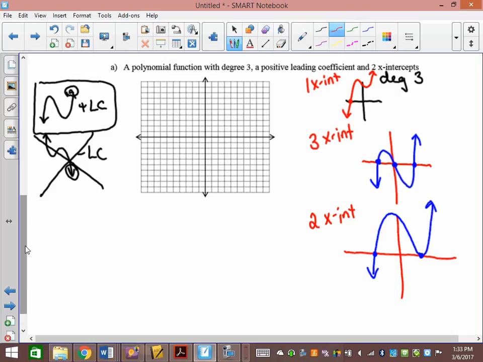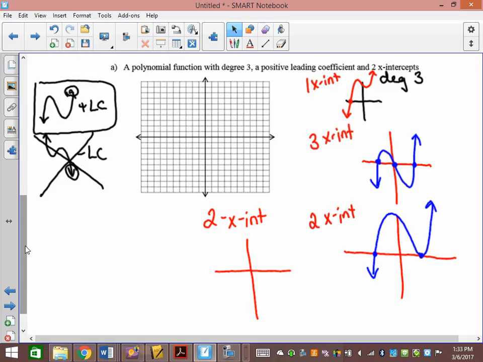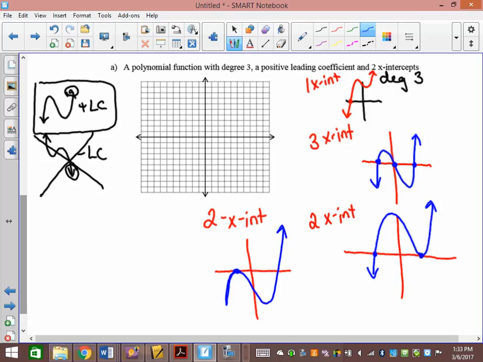Or, and remember I'm only doing these for positive leading coefficients, you could have 2 x-intercepts where instead of going through here, you bounce first. Pretend that just bounced and didn't go through. That doesn't look like it bounced. Bounces, goes through, and then comes back up through. And there you'd have your 2 x-intercepts.